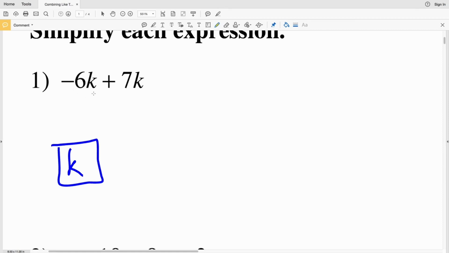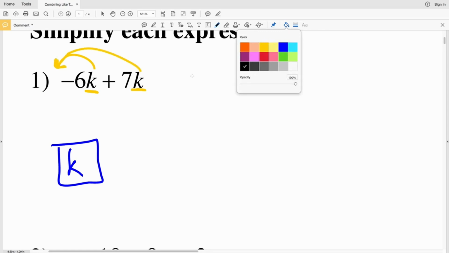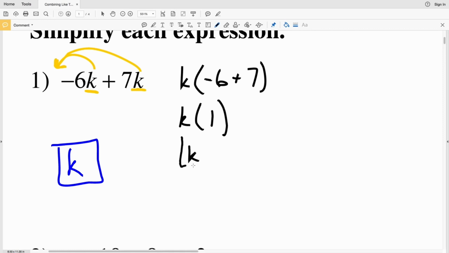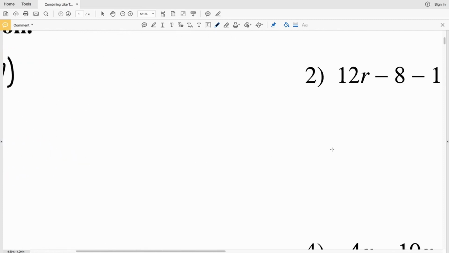If you notice, in the first term we have a k, and in the second term we have a k. We can reverse the distributive property and just pull that k out of each term. So then we would have k times negative 6 plus 7. That would be k times 1, since negative 6 plus 7 is 1, and k times 1 is simply k. So that's another way to think about problem 1. Let's go on to 2.